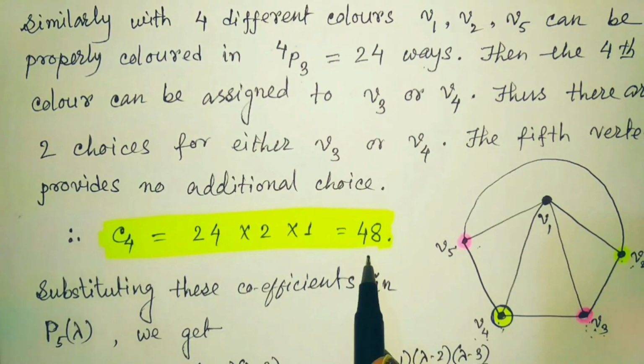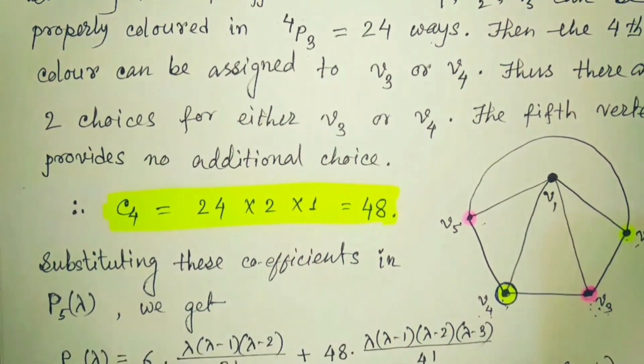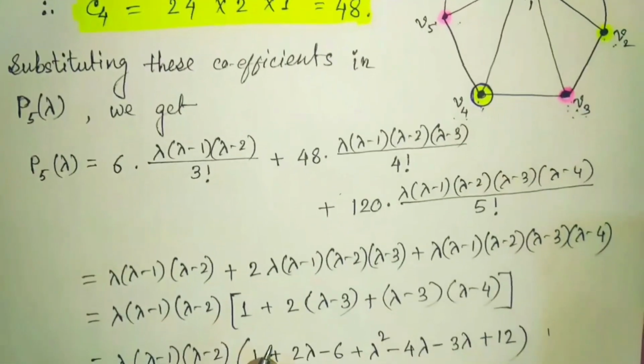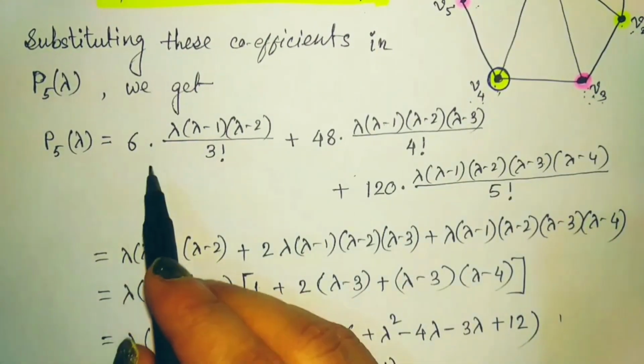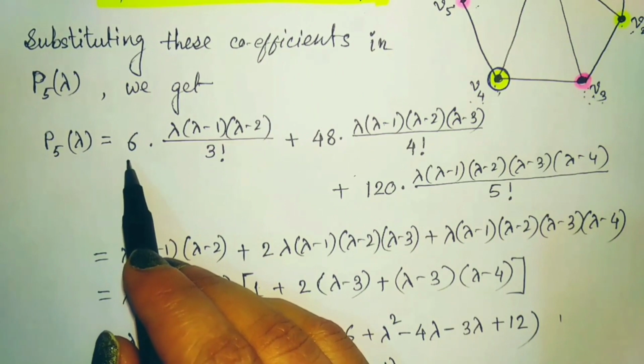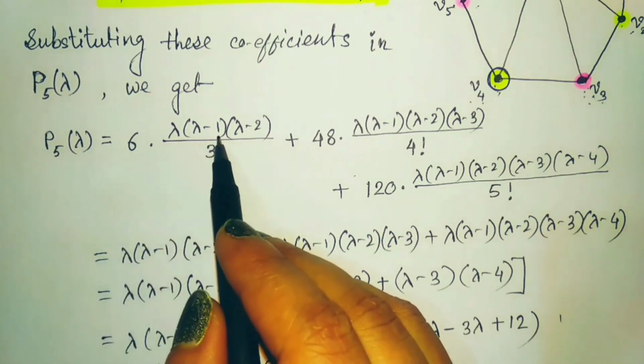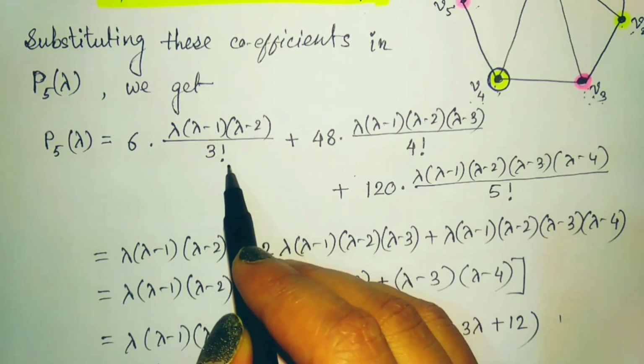So the total number is 48. Substituting these coefficients of C1, C2, C3, C4 and C5 in the polynomial, we will find the polynomial as C1, C2, 0. So the first 2 terms are 0. Now for C3 it is 6, so we get 6 into lambda minus 1 into lambda minus 2 by factorial 3.